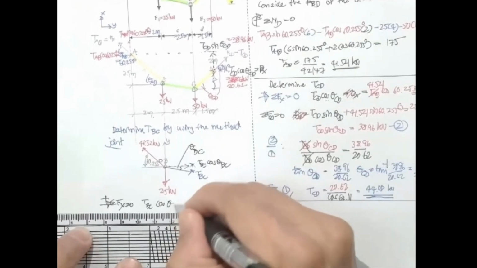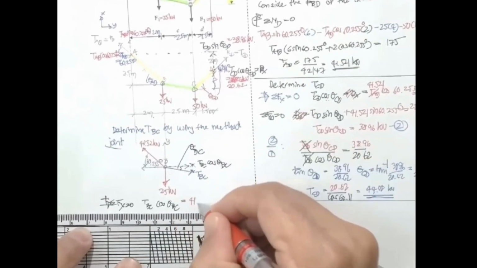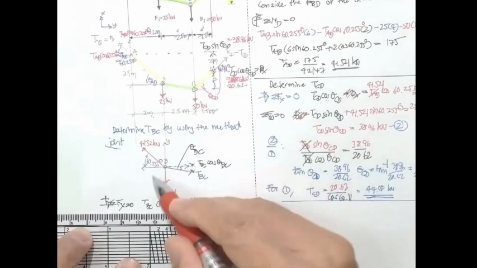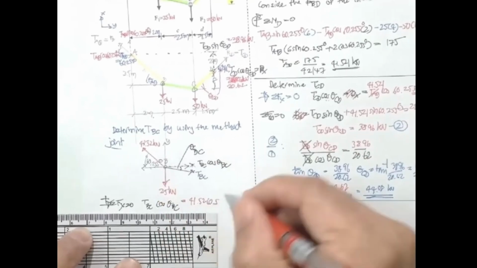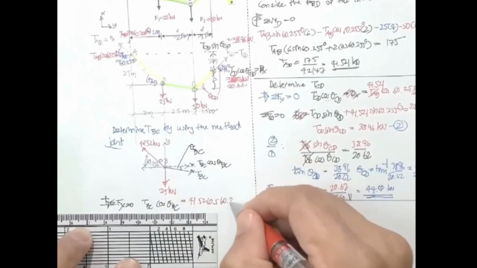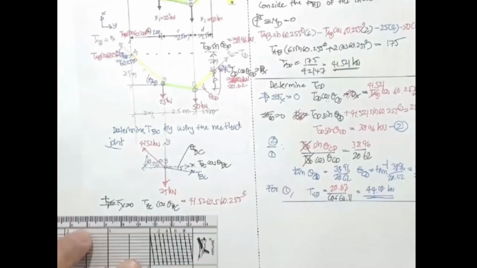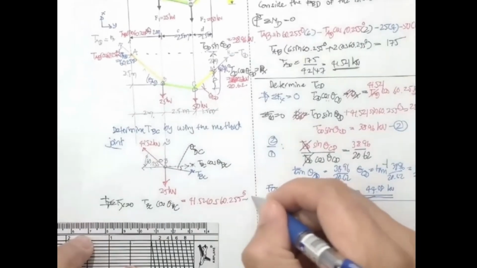And then the projection over here is going to be equal to 41.52 cosine 60.255 degrees. Okay, can you solve it? Not yet. Okay, and then we go a bit further. Let's say this is number 3.